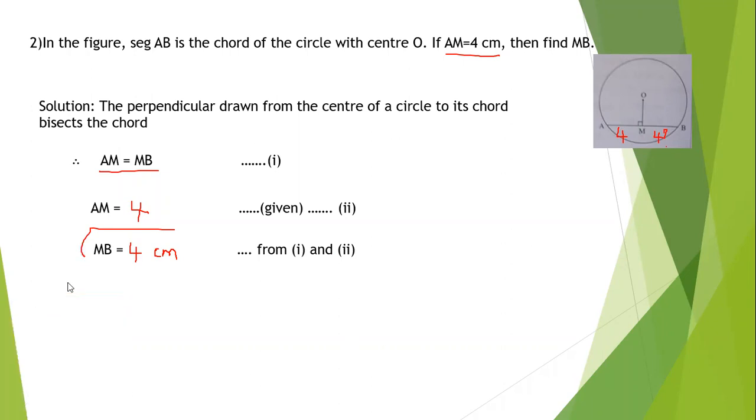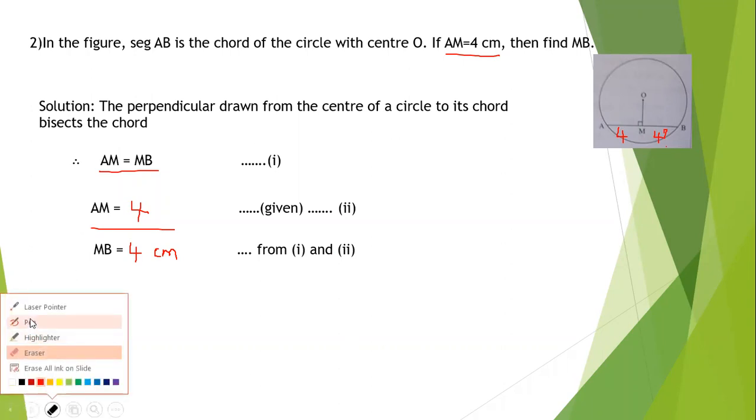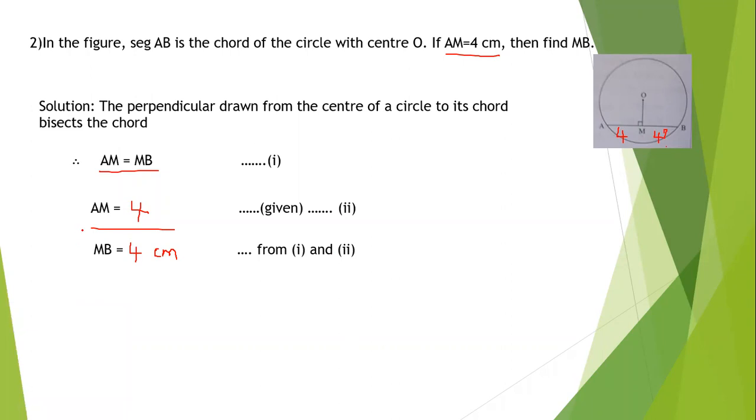So always have a habit of writing the final answer in a box if it is a small number or units like that. Okay, so just go to the sum. The sum is based on a theorem. The perpendicular drawn from the center of a circle to its chord bisects the chord.